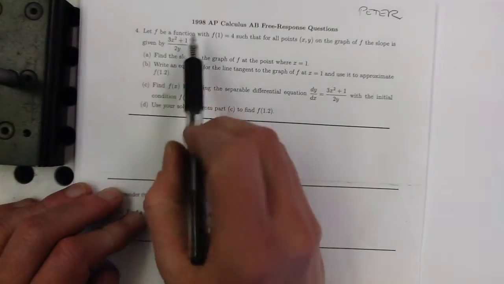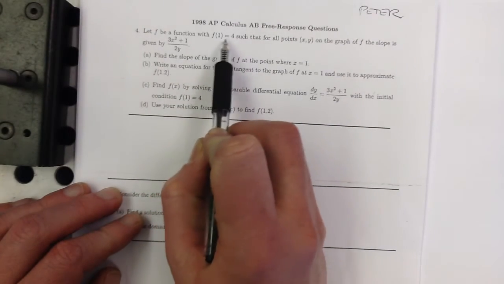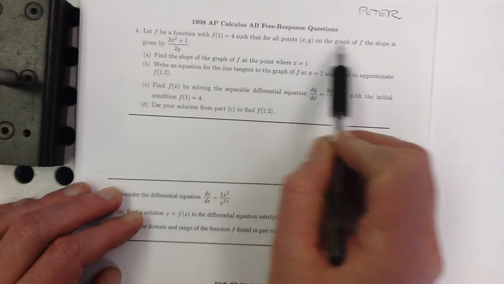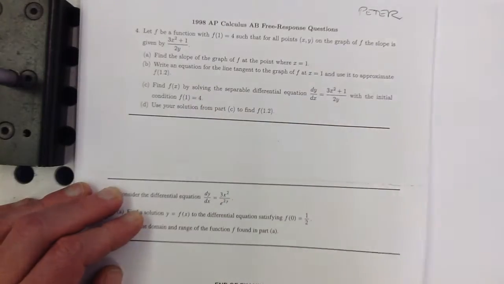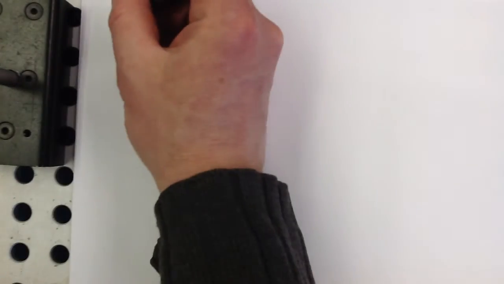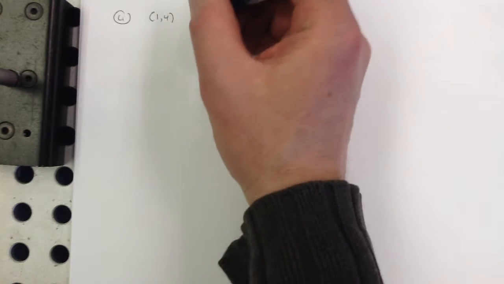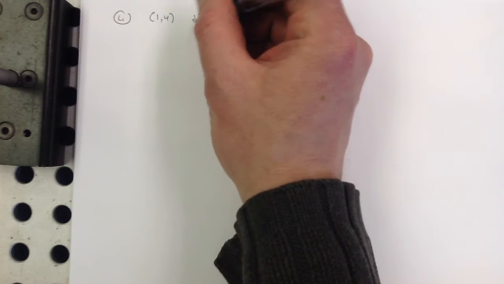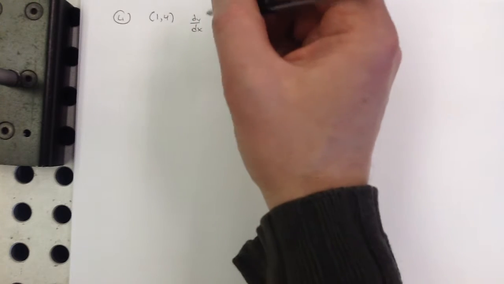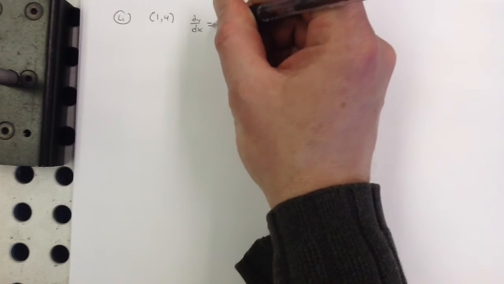So we've got a function with f of 1 equals 4. That's a point, such that for all points the slope is this. So that means I've got the point (1, 4), and they said the slope is, but that is just dy/dx, right?